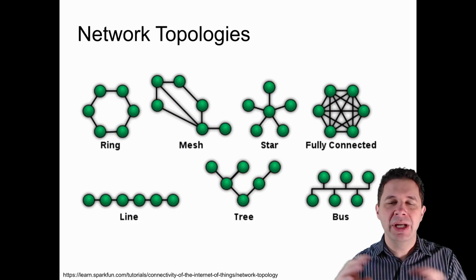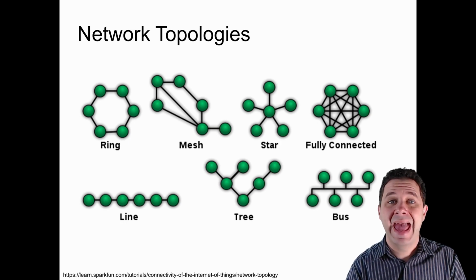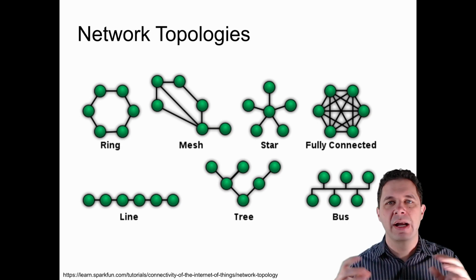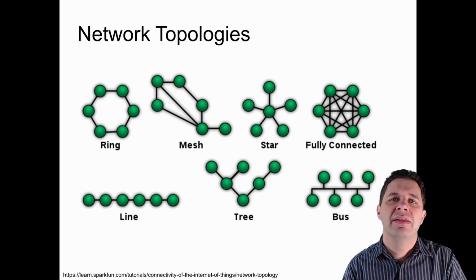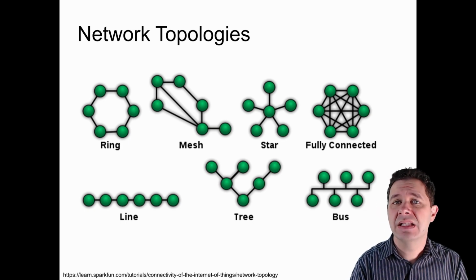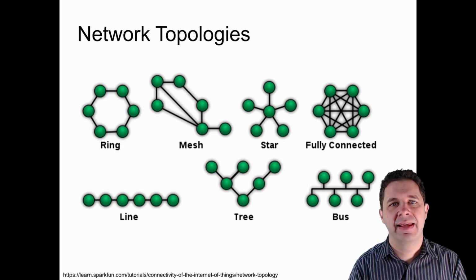Now, in terms of communicating that data, there's a whole lot of classical network topologies that can be used. Things like ring networks and line networks and tree networks and buses. These don't tend to be used as much in IoT. The ones that tend to be more commonly used within IoT are our mesh and our star networks.